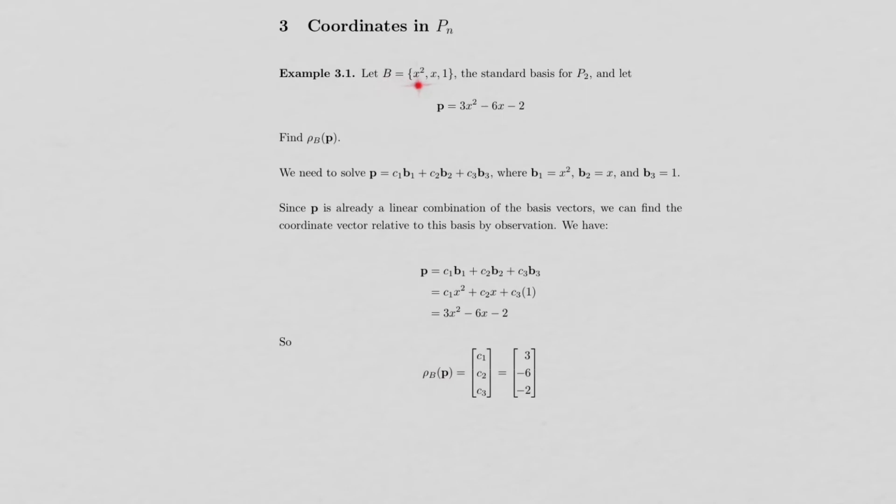Again, the reason that this set B is the standard basis for P2 is because I can just observe coordinate vectors for any vector in P2. The entries in the coordinate vector are simply the coefficients on the polynomial. But what if we have a non-standard basis for P2? For example, here's a basis D with these three polynomials, 2x squared minus x, x plus 1, and 5.